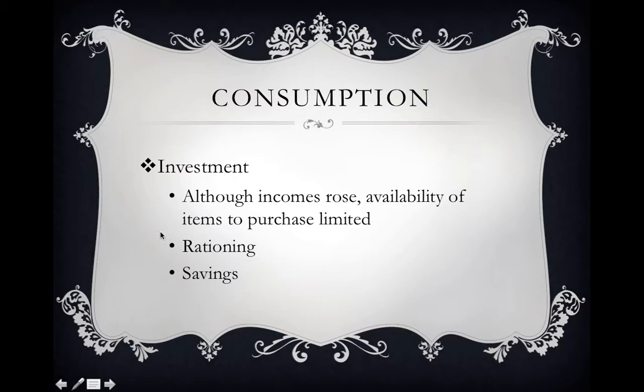If you wanted to buy, for example, a certain amount of sugar, let's say 5 ounces of sugar, you would have to take 5 1-ounce coupons out of your coupon book in order to buy that sugar. Once you ran out of coupons, you couldn't buy that sugar anymore. So realize that even though income was going up, people did not have an outlet for that consumption. All right, goods were not available because of the shortages of wartime.